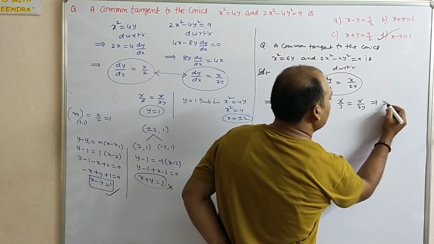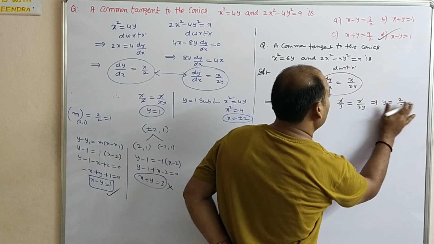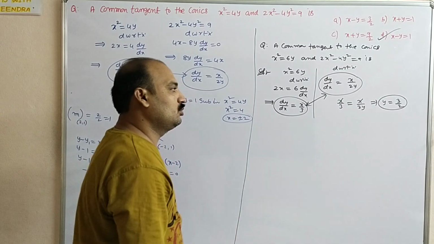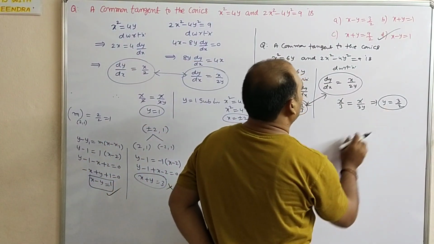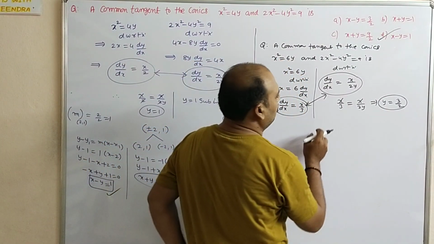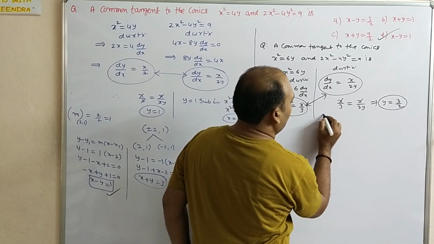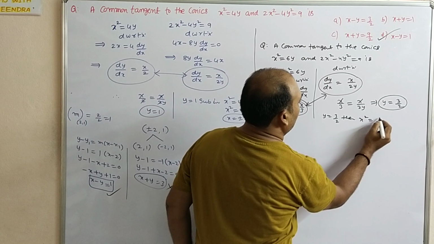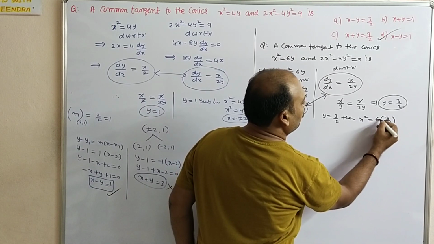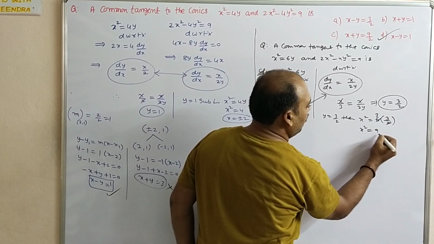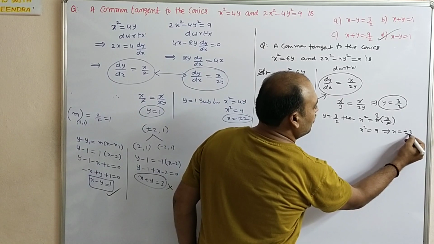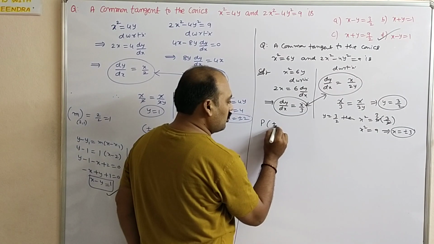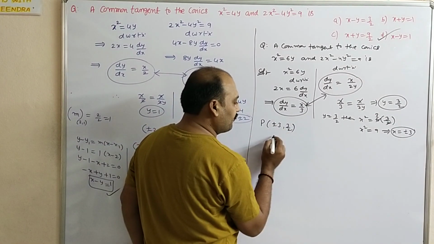So that implies y is equal to 3 by 2. Substitute in x square. Then x square equal to 6 into 3 by 2. So x square equal to 9, that implies x is equal to plus or minus 3. So therefore the point will be P of plus or minus 3 comma 3 by 2.